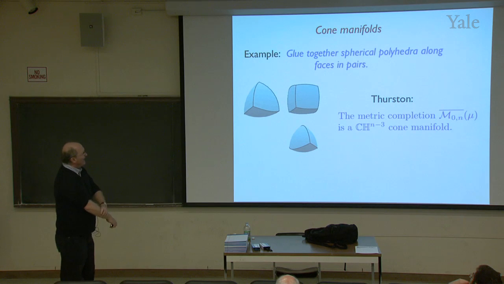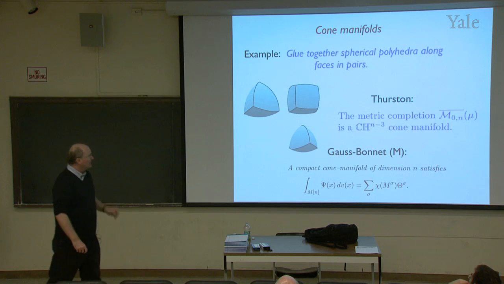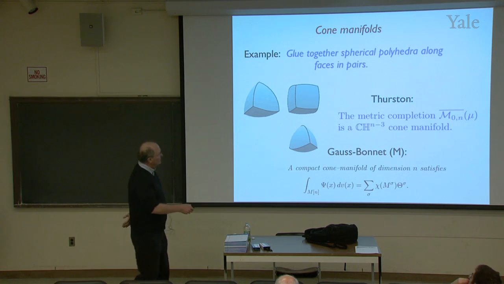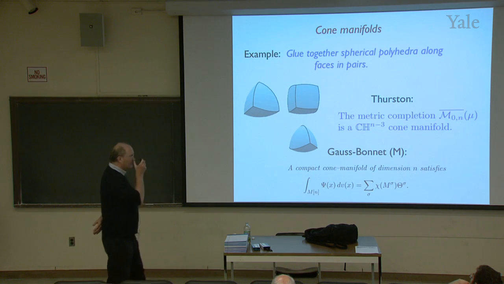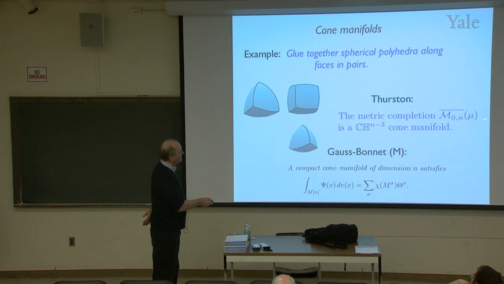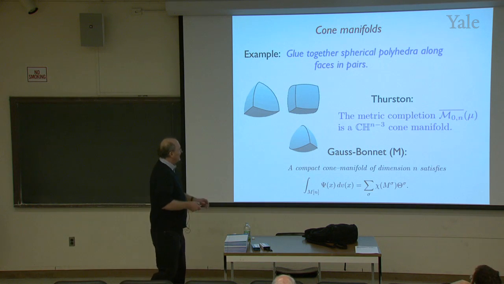And now we can turn to the problem of computing the volume. And all we need now to compute the volume is the following. We need a Gauss-Bonnet formula for the volume of a cone manifold, because this object is now complete, and it's even typically compact. And so you would expect that the complex hyperbolic volume of this closure is, in fact, proportional to its Euler characteristic. And indeed, that is the case.